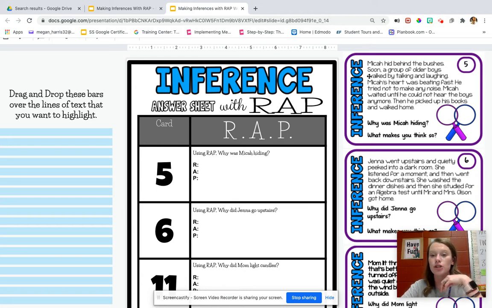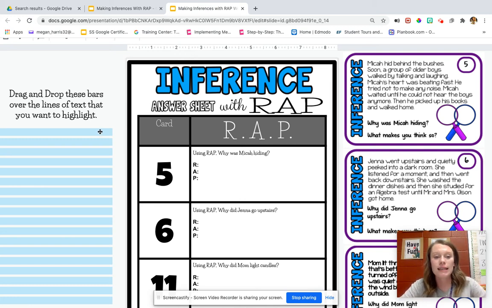Micah hid behind the bushes. Soon a group of older boys walked by talking and laughing. Micah's heart was beating fast. He tried not to make any noise. Micah waited until he could not hear the boys anymore. Then he picked up his books and walked home. Okay, so I'm trying to think, why is Micah hiding?